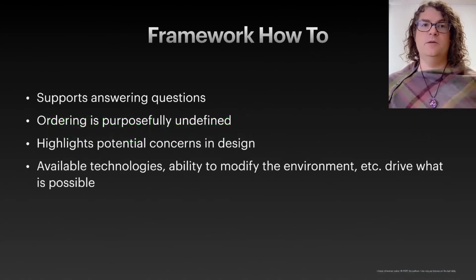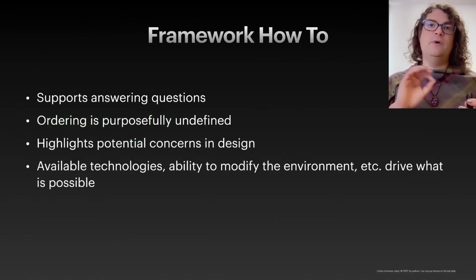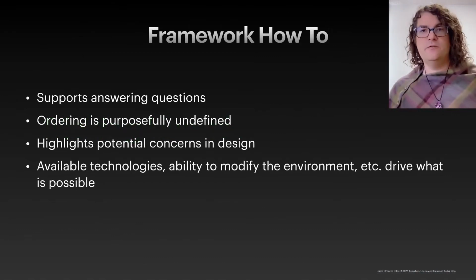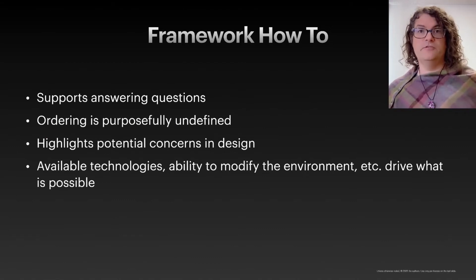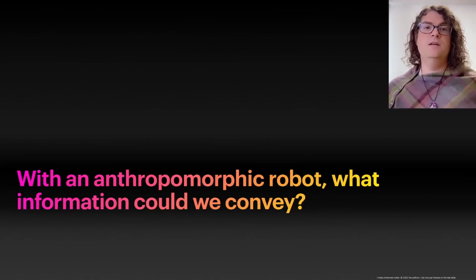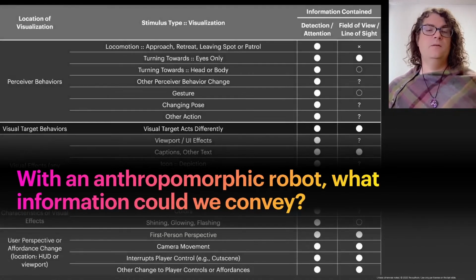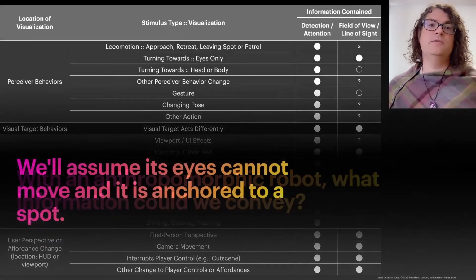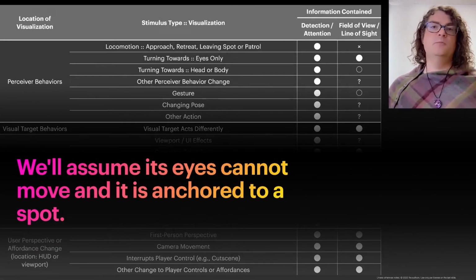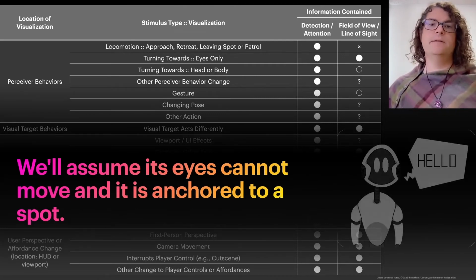So if we want to make use of the framework, it's worth noting that we use it to answer questions. There's no particular way that you're supposed to enter the framework. As you have questions in designing a human-agent interaction, you can go into the framework and see what kinds of capabilities do I need, what can I do with the capabilities I have, and so on. So let's think about a quick example. If we have an anthropomorphic robot, what could we do? Maybe for our example, this robot's eyes can't really move around, but it can turn its head, and it's fixed in a particular location. It has basically an upper body.